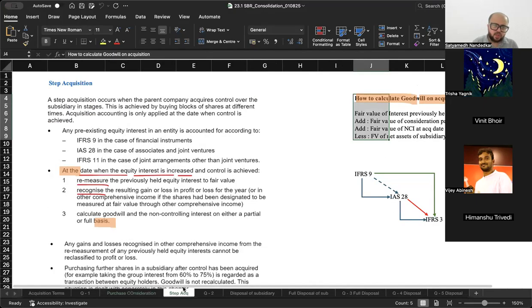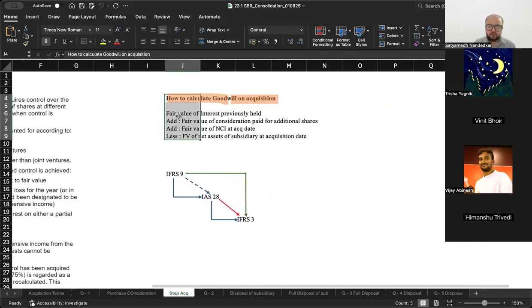So we could have situations where earlier you held around 30% investment in an entity, and then you went ahead and acquired another 40%, which makes your stake 70%. And in that process, you go from the status of an associate to a subsidiary. So this is a situation of step acquisition. What you are going to do is remeasure the previously held equity interest to fair value, recognize the resulting gain or loss in profit and loss account or in other comprehensive income if that is the classification you have chosen, and then calculate goodwill and NCI on either a partial or full basis.